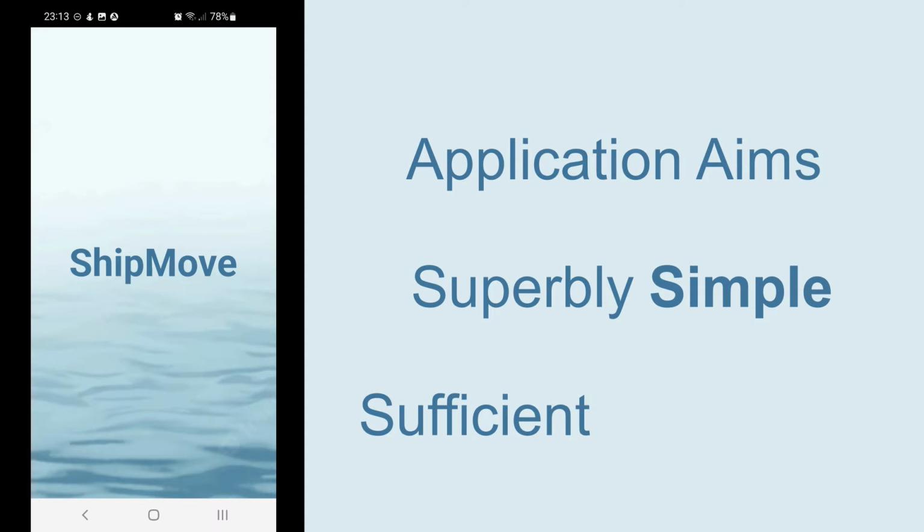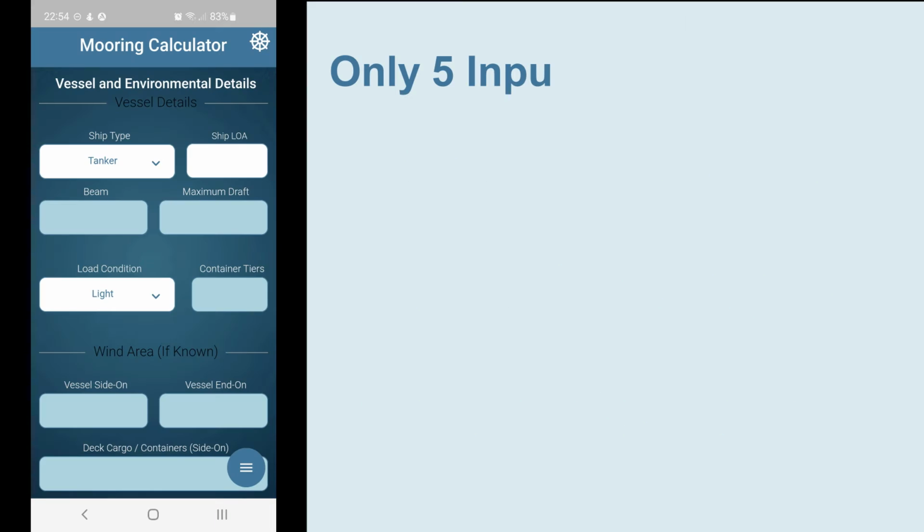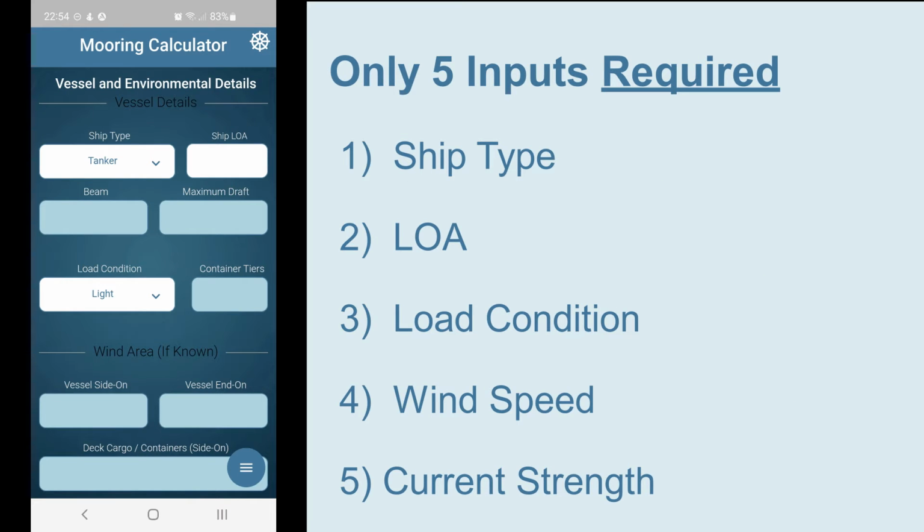The main aim of this app was to make it as simple as possible, while still retaining sufficient accuracy for its intended use. Only 5 inputs are required to produce acceptable results. These are ship type, currently limited to tankers, bulkers and container ships; LOA, or length overall, from which most other dimensions and areas are derived; the load condition, so as to more accurately determine the above water areas of the ship; and the wind speed and current strength that the user wishes to model.